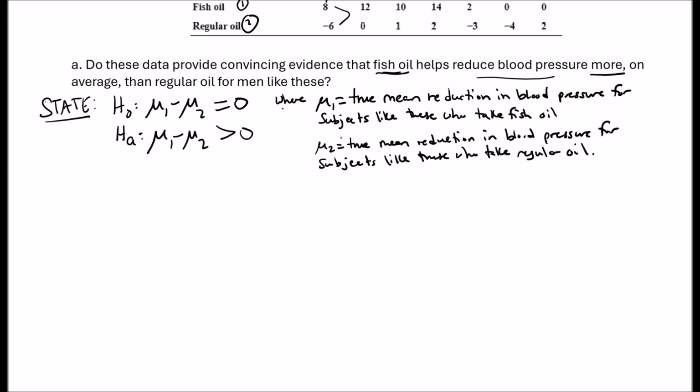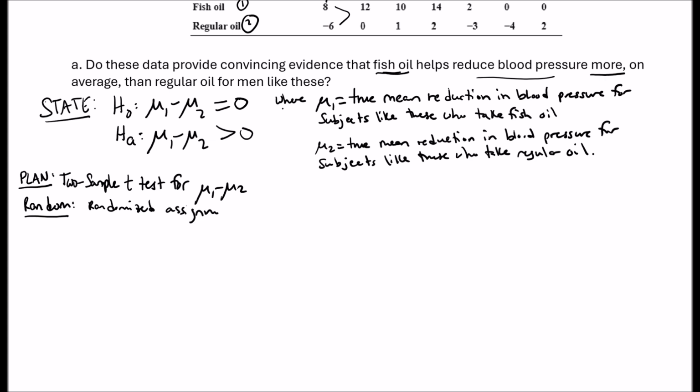Okay, so now let's do the plan. So we are doing a 2-sample t-test for mu1 minus mu2. Let's go ahead and check our conditions. So random. We got random. We got randomized assignment to fish and regular oil treatment groups.